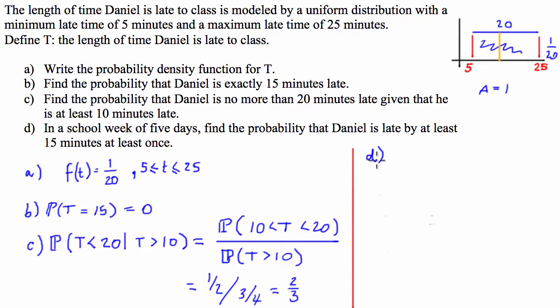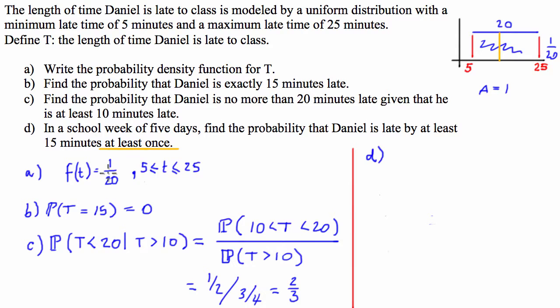All right, part D. In a school week of 5 days, find the probability that Daniel is late by at least 15 minutes at least once. Okay, now when you've got one of these "at least once" probabilities, that's a giveaway for me that we're going to have to use a complementary event. So basically what I'm going to do is find the complementary event to this scenario, find the probability of that, and then take it away from 1.